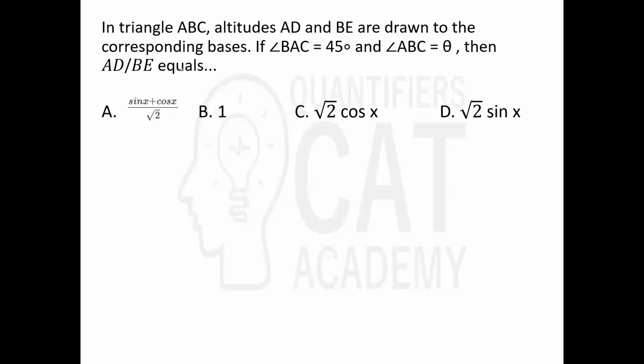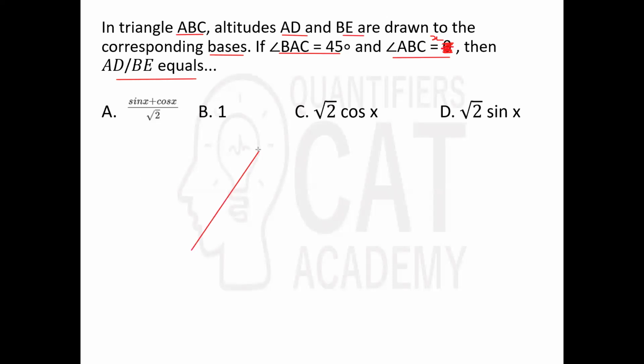Okay, students, so let us look at this question. In triangle ABC, altitudes AD and BE are drawn to the corresponding bases. If angle BAC is equal to 45 degrees and angle ABC is equal to theta, then AD upon BE equals to. Now, students, if you look at the options, they are given in terms of sine x and cos x. So there is a small correction here. This angle ABC is not theta, it is equal to x. Right, now let's solve this question.